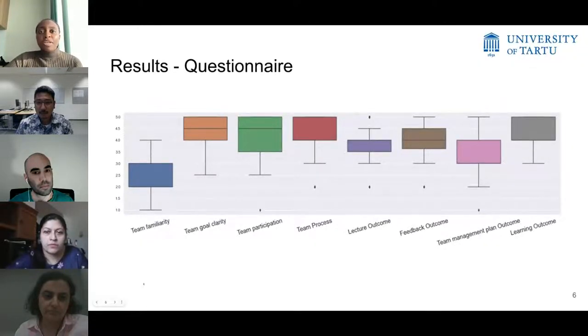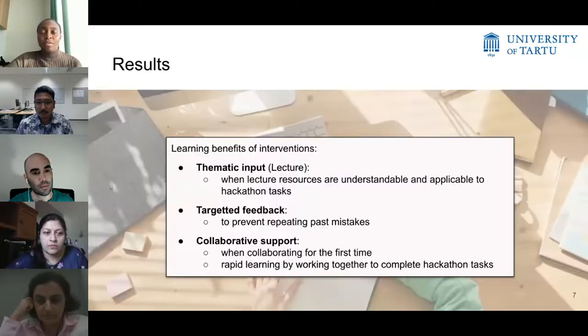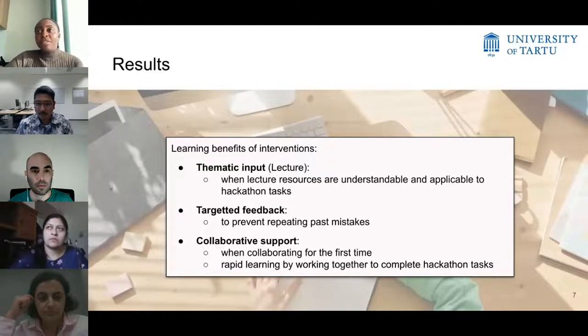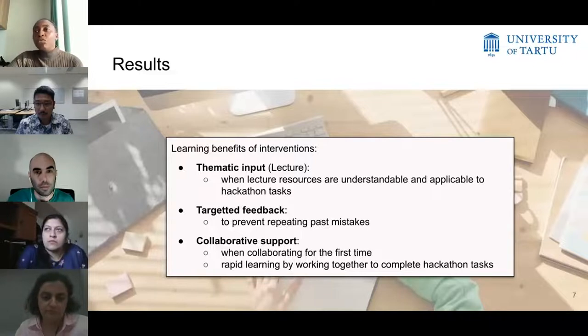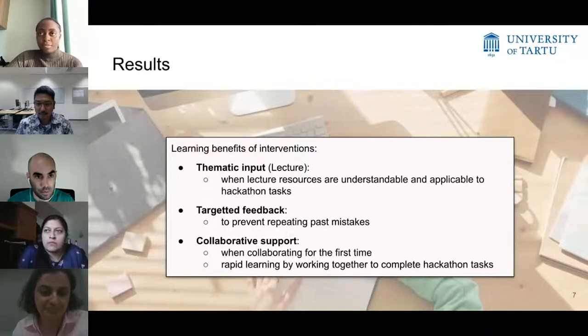But additionally, we collected open-ended responses where the students were able to give their feedback on the benefits of each of the interventions. And here we found that the lecture interventions provided the most benefits for the students, where the lecture resources are understandable and also applicable to the hackathon tasks as well. For the targeted feedback, it helped prevent the students from repeating past mistakes as they continue in the course, so the student doesn't move on to the end of the course with a wrong notion of the concepts that have been taught in the course as well.